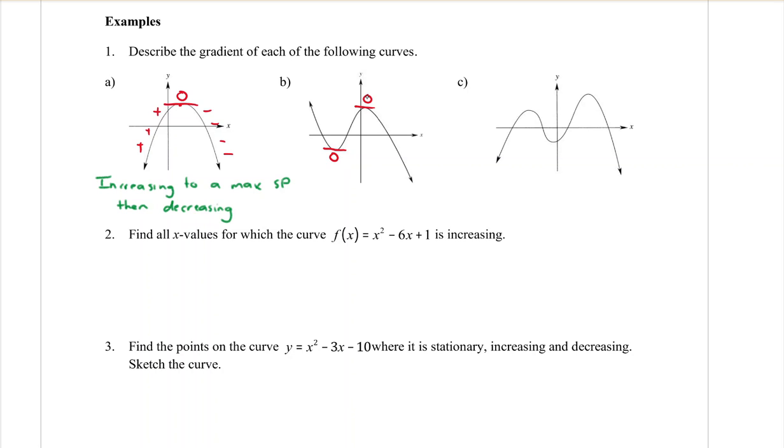Starting from the left side of that curve, we're going downhill, so we're decreasing, negative gradients down here. We get to the stationary point, the curve turns around, and now we're going uphill or positive gradients to the next one. Curve turns around again and negative gradients. Okay, so to write a description, I'm going to say it is decreasing to a minimum stationary point, then increasing to a maximum stationary point, then decreasing again.